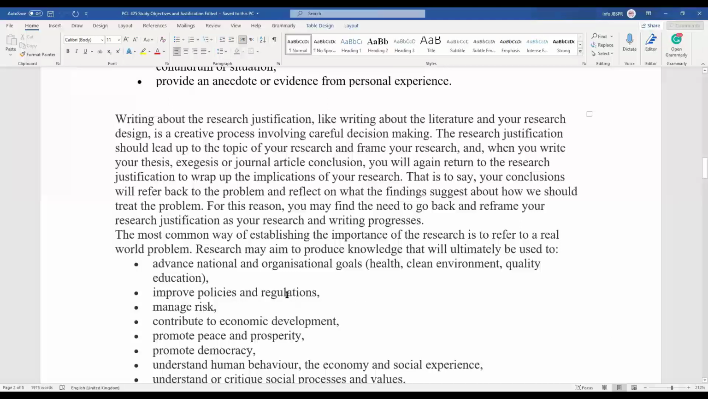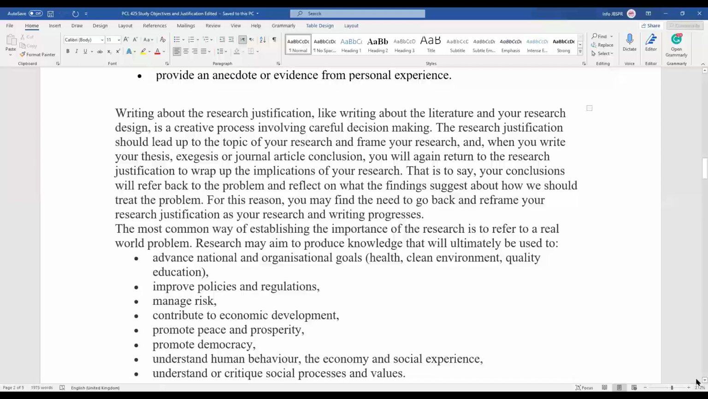So your knowledge may help in improving policies or regulation, and can help to manage risk. At the end of the day, when you have written your justification, the knowledge you are bringing out from that study can help improve policy, and can help in advancing national or organizational goals in terms of health. We're talking about child malnutrition, that is health, for instance. And I also mentioned that if you discover that it's not in their curriculum, that's quality education.